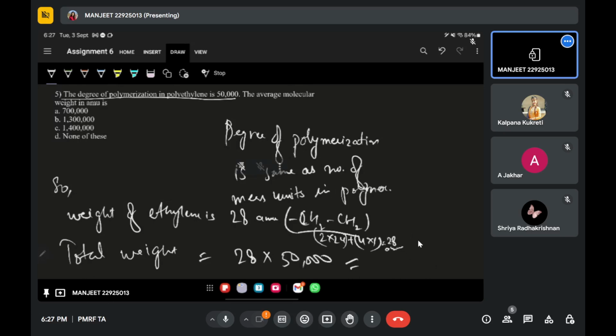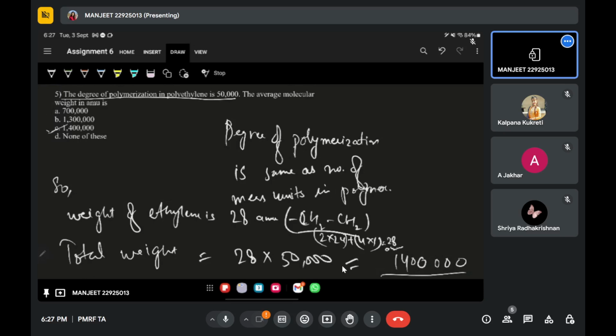So this will come out around 28 into 5, 0, 14, that is the... so this will give you 14 lakh. Okay, so C is the right answer.